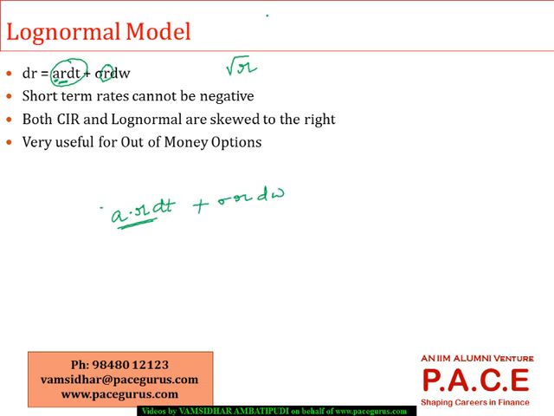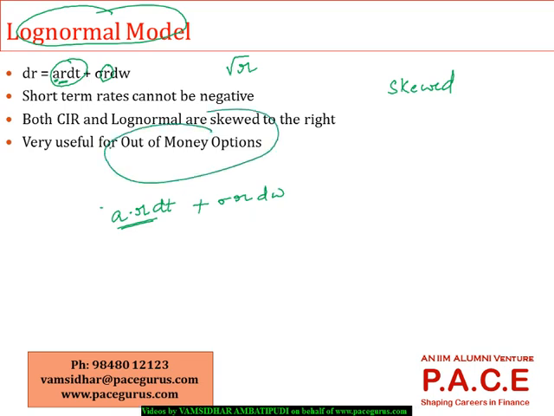Again, both these, this is primarily assuming that the negative interest rates cannot come out and the interest rates are following a log normal distribution rather than a normal distribution. So which means this model is a skewed model, skewed to the right, and very good to value the out of the money options. The log normal model is quite comfortable in terms of modeling out of the money options, because these are the ones which are very much skewed to the right.